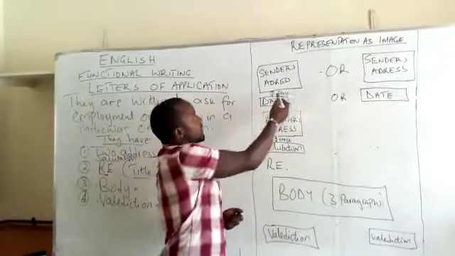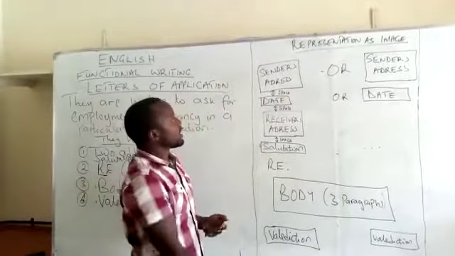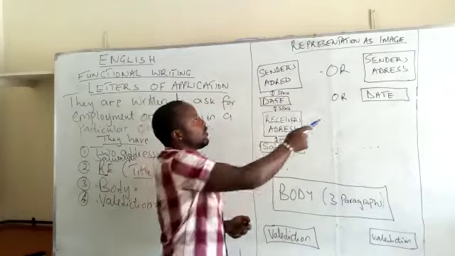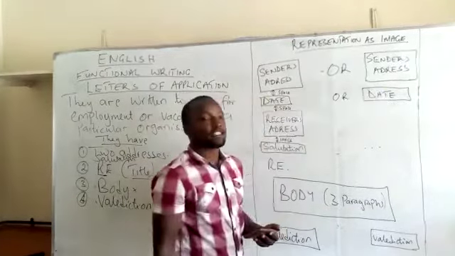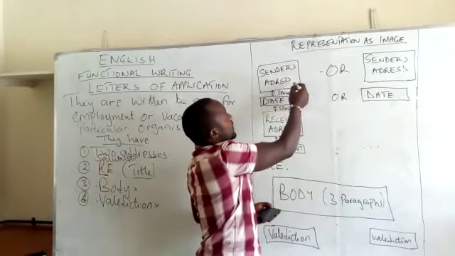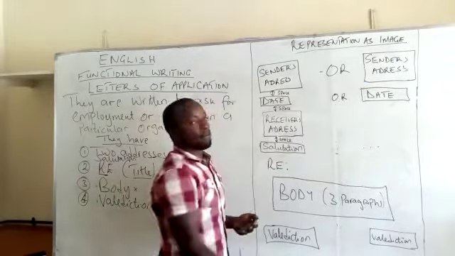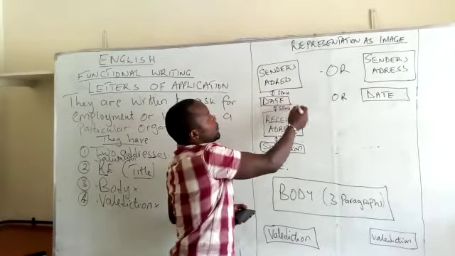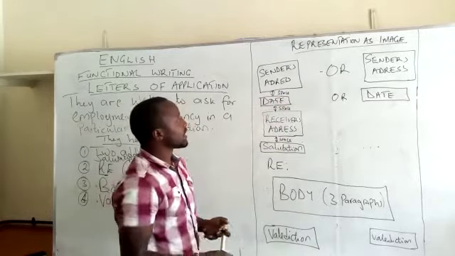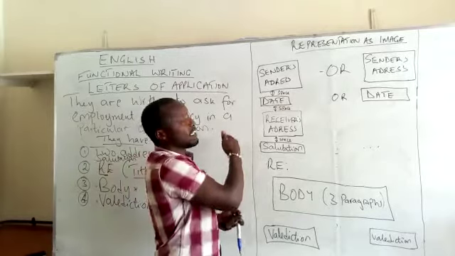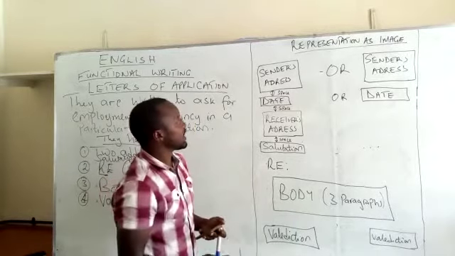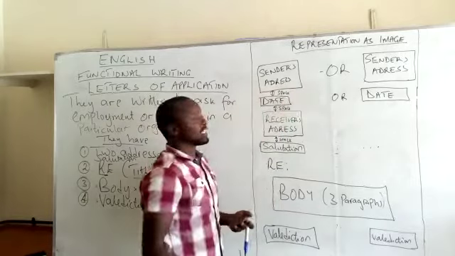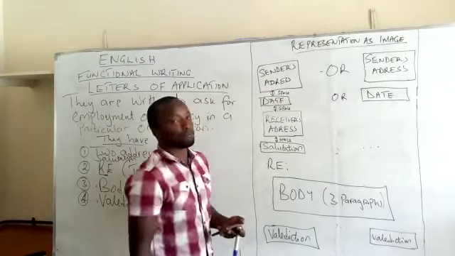So we have the sender's address, which can either be on the extreme left hand side or on the extreme right hand side, and that is why I've written it can either be here or here. Then there will be a space, then we will have a date. This date can also be on either side, either left hand side or right hand side, but it must be attached to the sender's address, though you skip some space.